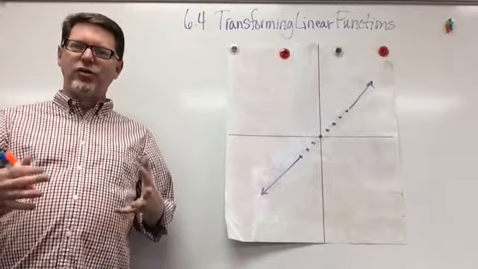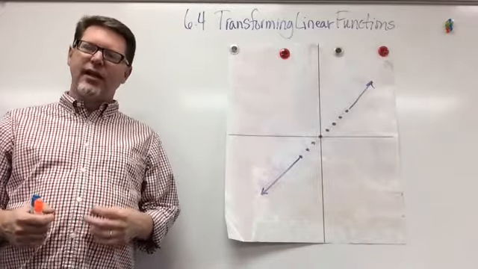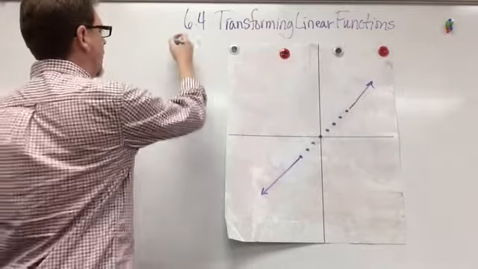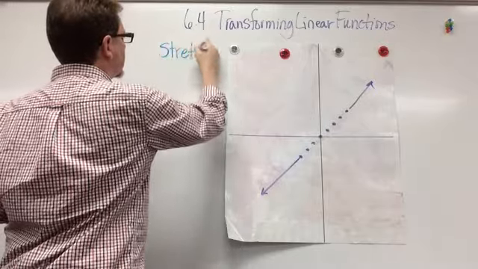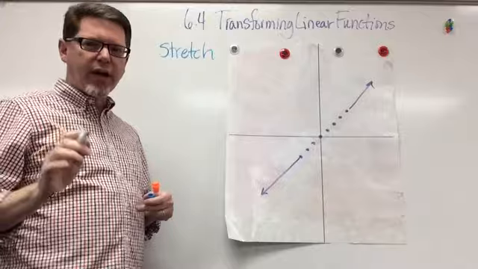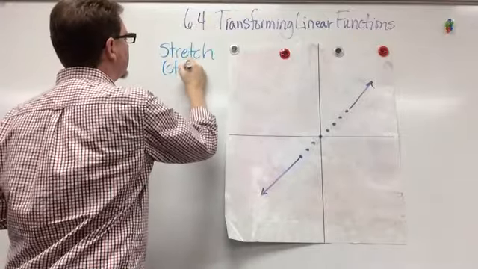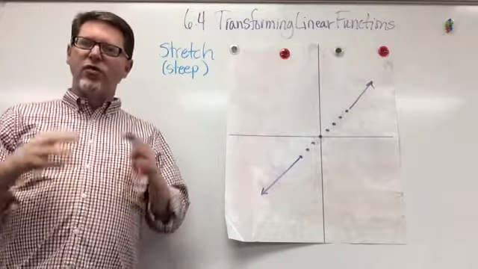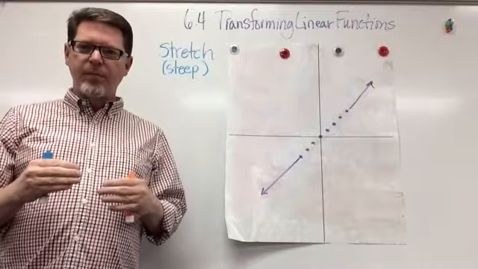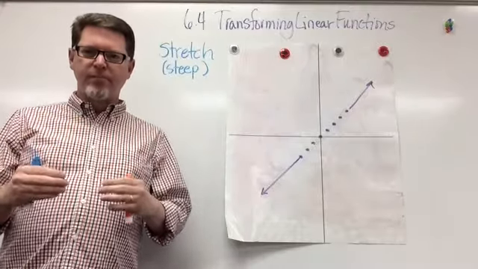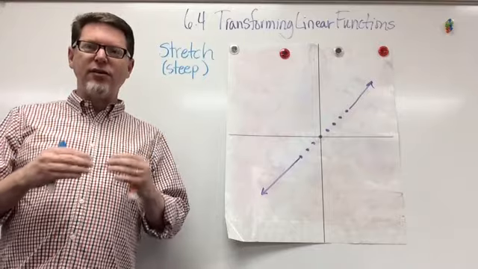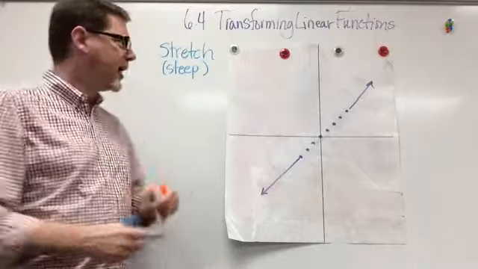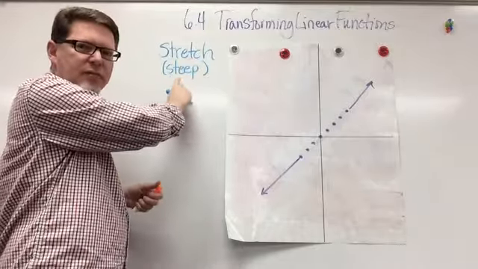The last transformation that we're going to look at today is a stretch or a shrink. So I'm going to do stretch in blue, and stretch you could also think of as steep. Okay? Stretch happens when the slope is bigger than 1, or the absolute value of the slope is larger than 1. That means that the slope is getting bigger, and so it stretches or it becomes steeper.